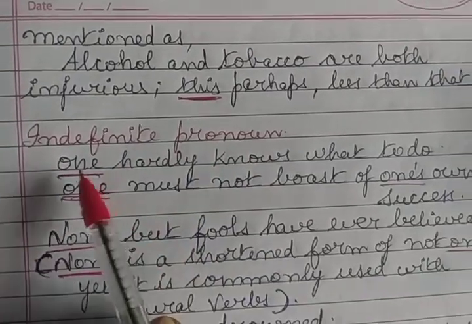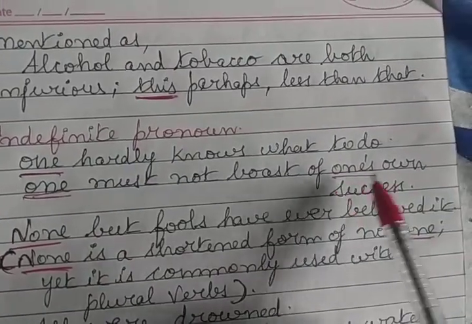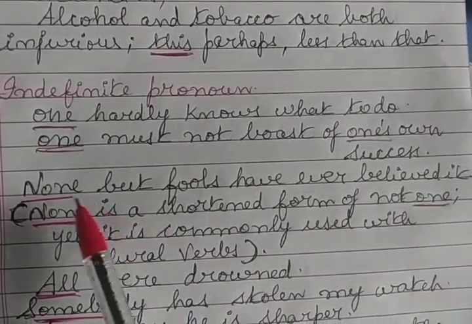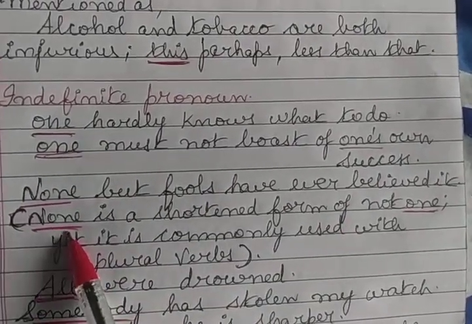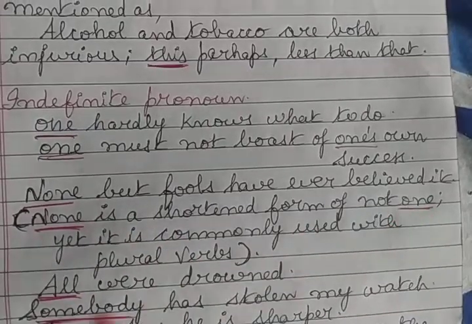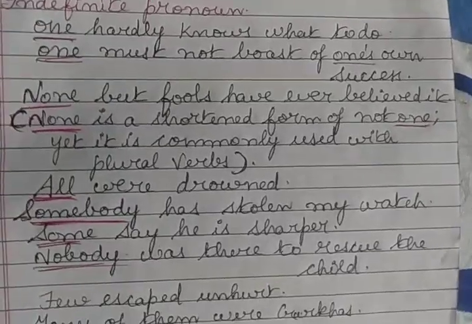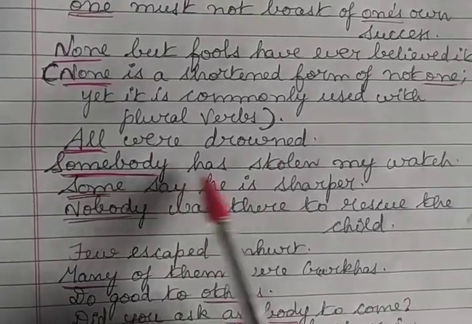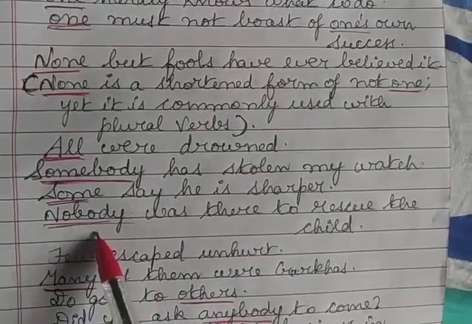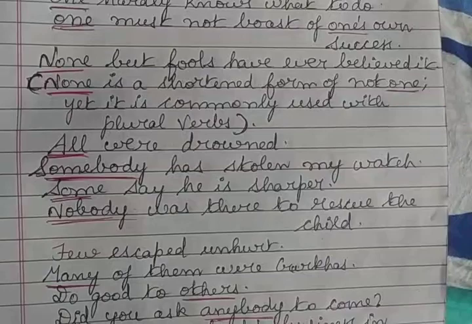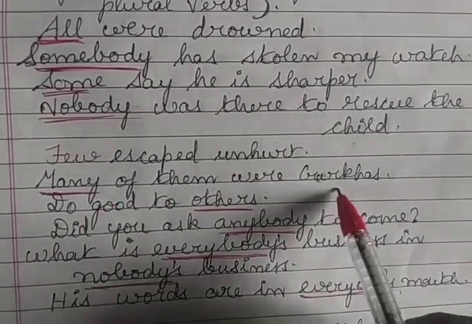Indefinite pronoun. One hardly knows what to do. One must not boast of one's own success. None but fools have ever believed it. None is shortened form of no one, not one. Yet it is commonly used with plural verbs. All were drowned. Somebody has stolen my watch. Some say he is sharper. Nobody was there to rescue the child. Few escaped unhurt. Many of them were gags.